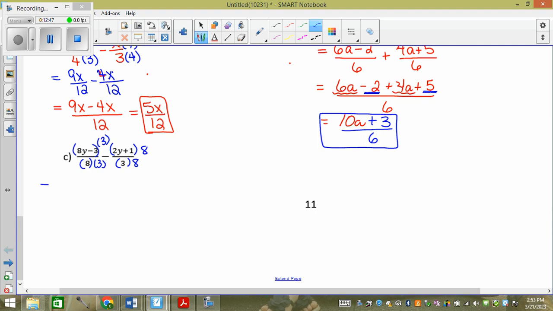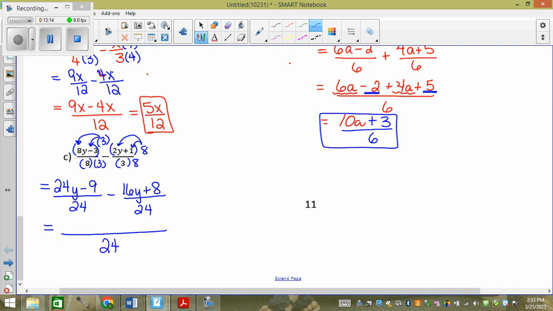So on the top, in the numerator, we're going to get 24y minus 9 all over 24, minus 16y plus 8 all over 24. We have to remember to subtract the whole binomial.